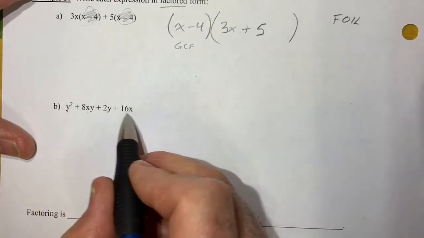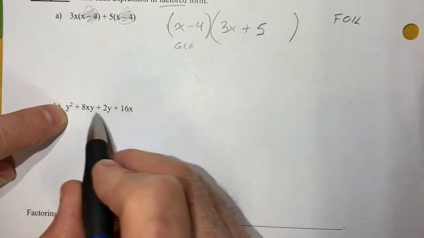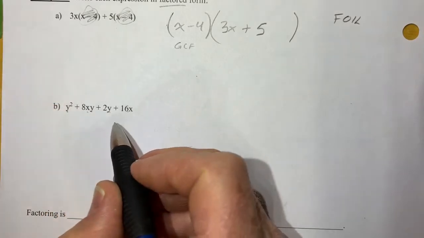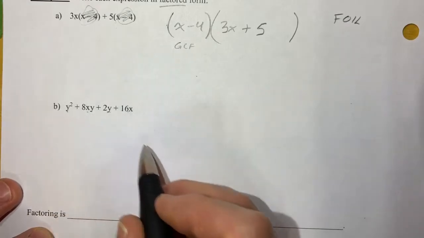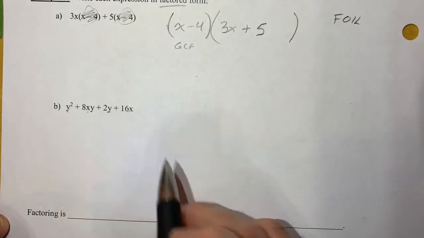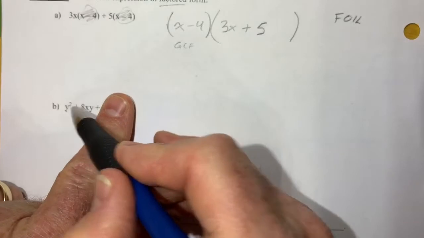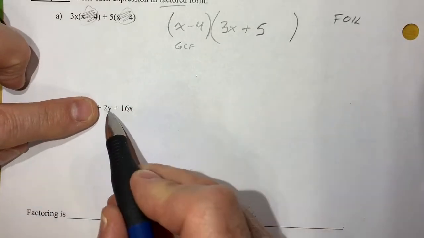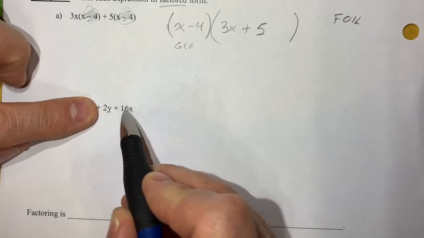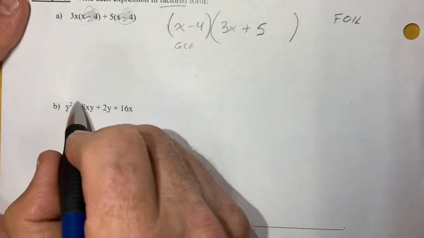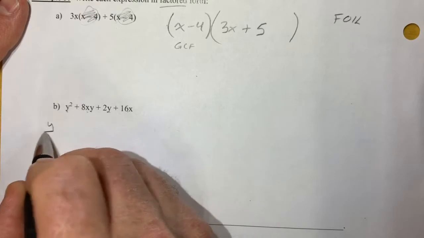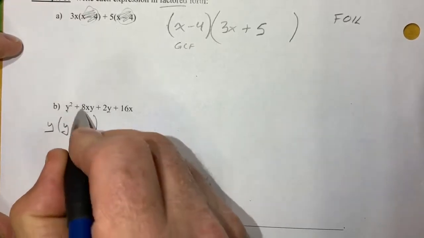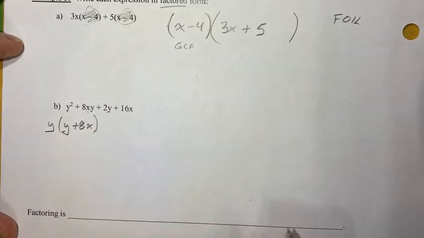There's nothing in common. This one has a y, that one doesn't. This one has a y, that one has a y. I don't think there's anything I can divide out of all of them. However, I do recognize something. See this? Y squared and 8y, they both have y's. See this? These both have 2's. This is called factoring by grouping. I'm going to factor the first two. So if I divide out here, what am I left with? Divide out a y, I'm left with y plus 8x.